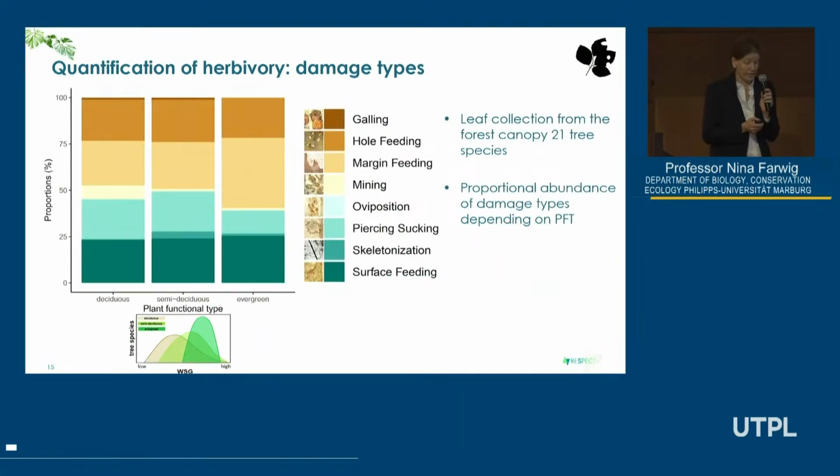And you can see here also in a different visualization that the different feeding types, from galling to surface feeding, also were relatively constant across all the different plant functional types. And so we did not find, also in a different multivariate analysis, any difference there.